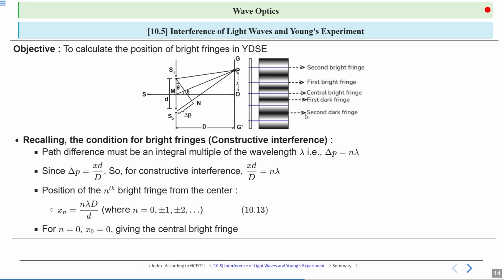Okay, so for n equal to 0, the position x naught, that is the position of the central maxima, is also 0, which corresponds to the central bright fringe. This is the brightest spot and is located directly in the middle of the pattern.